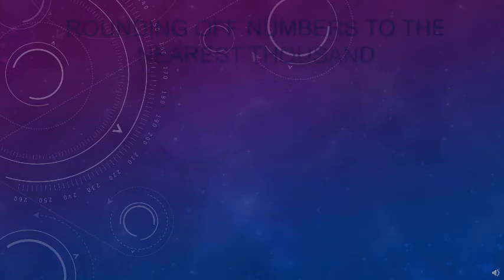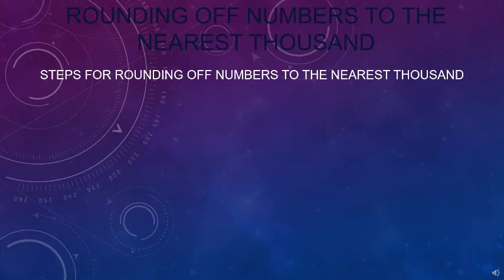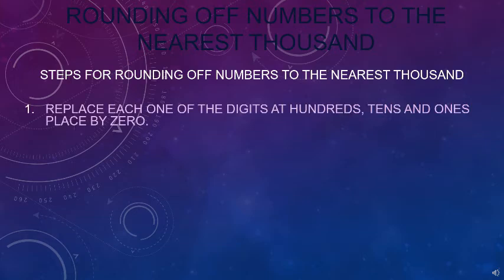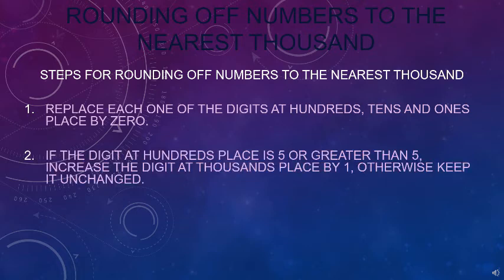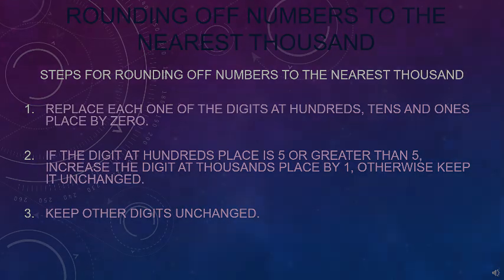Now, let us learn the steps for rounding off numbers to the nearest thousand. Step 1. Replace each one of the digits at hundreds, tens and ones place by 0. Step 2. If the digit at hundreds place is 5 or greater than 5, increase the digit at thousands place by 1. Otherwise, keep it unchanged. Step 3. Keep other digits unchanged.